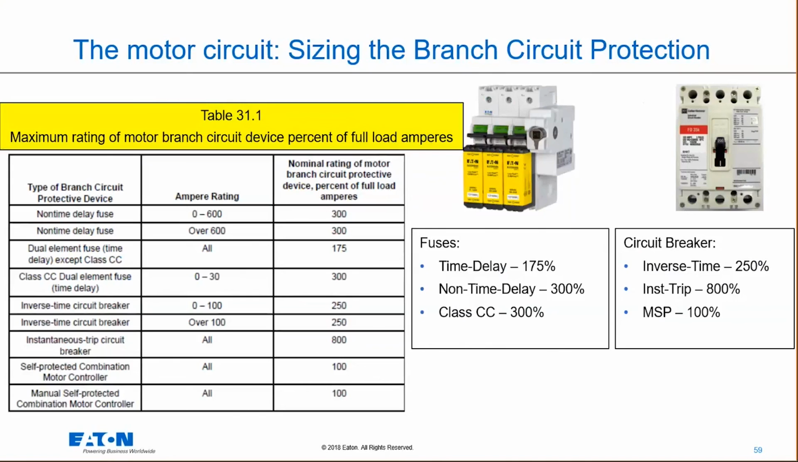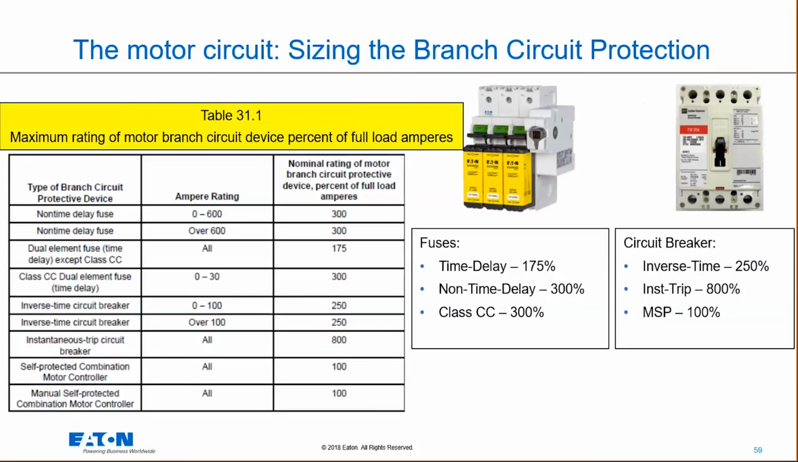So if I go to the correct row, let's say in this case, very, very common, the third row down where it says dual element fuse time delay, but it says except class CC. So we see dual element fuse time delay except class CC. You go across, and your nominal rating of a motor branch circuit protective device is 175% of the full load amps. So that's where we want to size it.